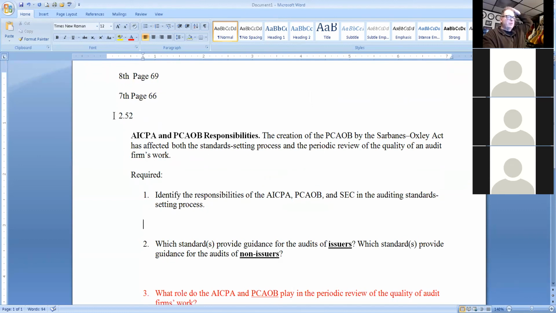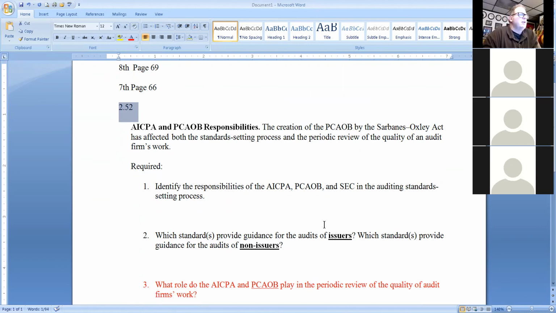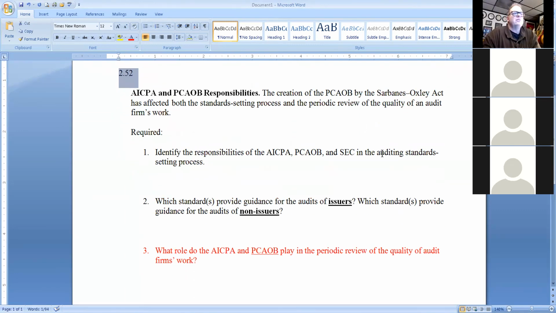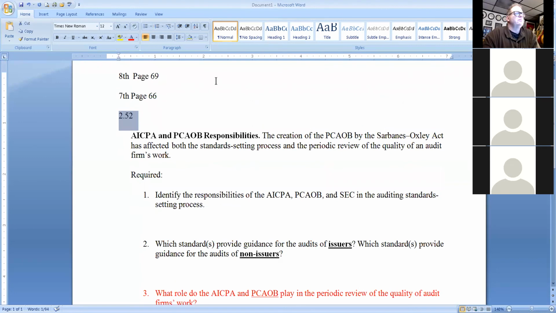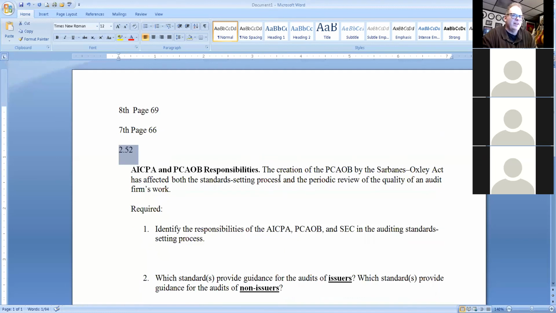So problem 2.52. Is the numbering the same in the 7th edition, or is it a different number? Yeah, it's the same number. Same number, okay. It's probably the same book, but put 8th edition on it and mark up the price. Okay.